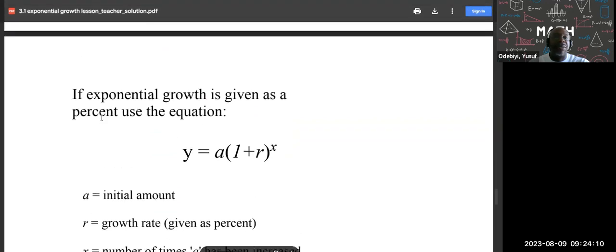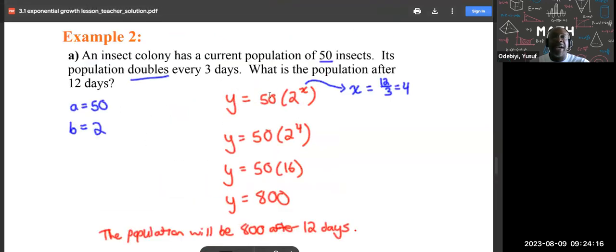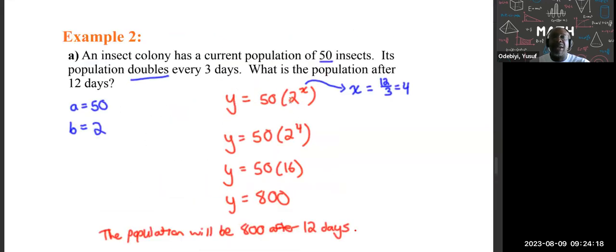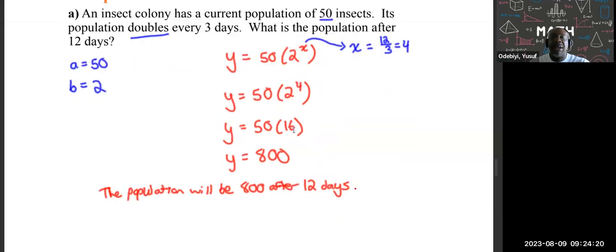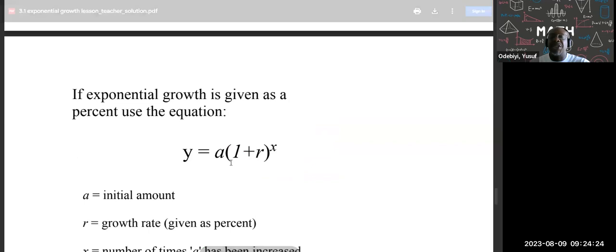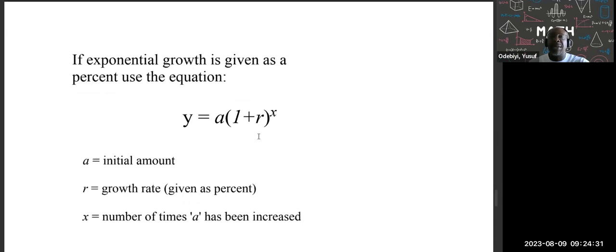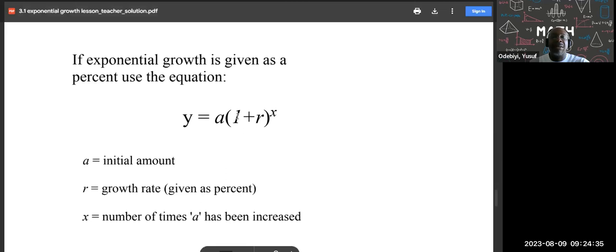Okay, so this was exponential growth when you have a growth factor here, right? Now here is when you have exponential growth, but we use percentages. Instead of a growth factor, we use percentages. So R is a percentage of a growth rate when we say rate. So this is the formula for that, right?